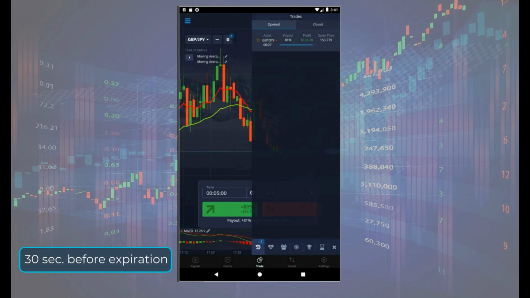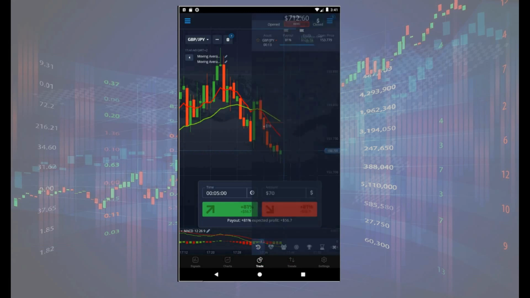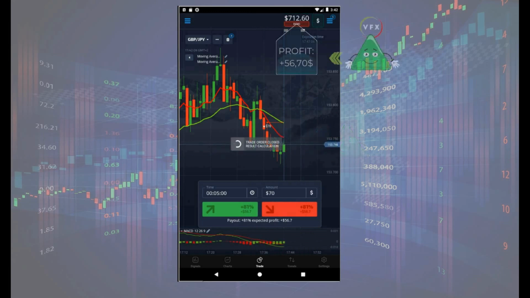30 seconds before expiration. Sellers turned the situation around and continued the downtrend. Even if there is still a reversal, there is little time left. The option is in the money. The first option is closed with a profit. We are waiting for the next signal.